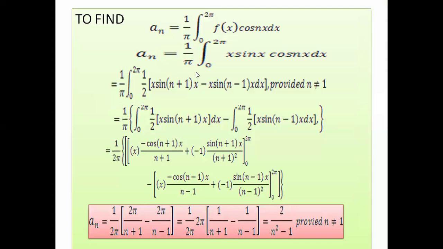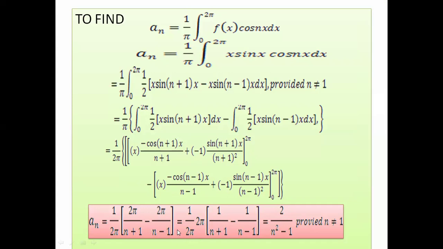See here, x. So sine (n plus 1) x, you can integrate. So you are getting minus cos (n plus 1) x by (n plus 1), minus 1 sine (n plus 1) x divided by (n plus 1) squared. Then the next one is minus 1 by 2 x into minus cos (n minus 1) x by (n minus 1), plus minus 1 sine (n minus 1) x by (n minus 1) the whole square. First apply the upper limit minus lower limit. So you are getting this answer.